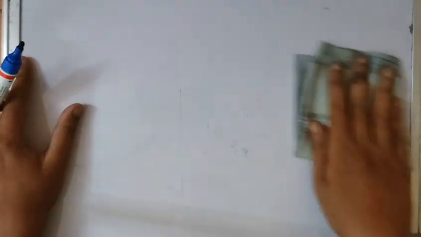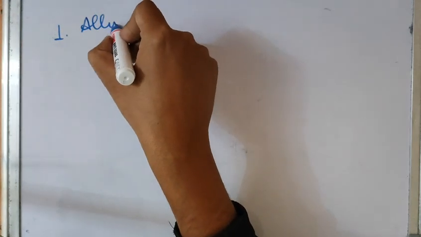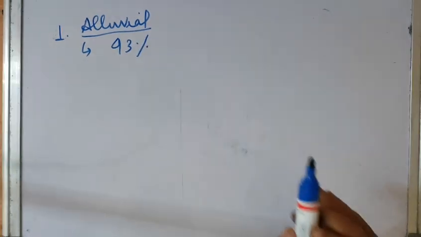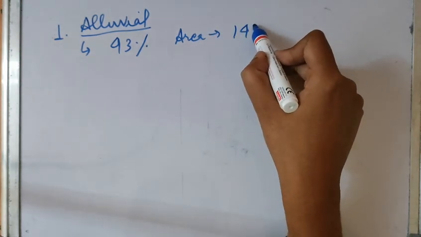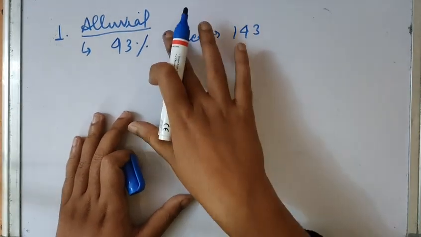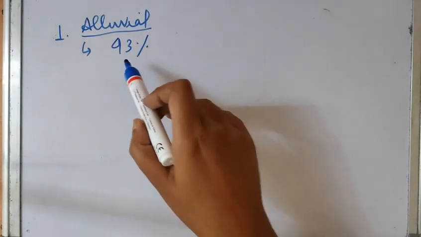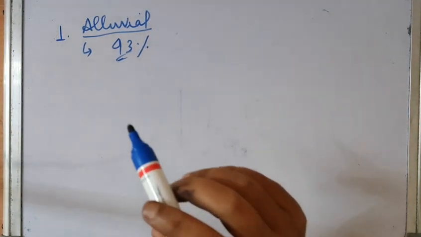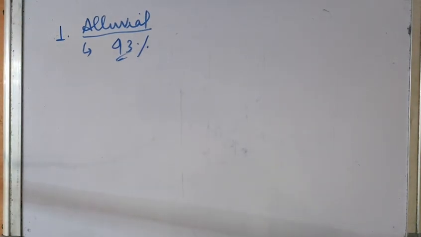First of all, we have alluvial soil. Mostly available in highest amount, that is 43% of India is covered by alluvial soil, and area wise you can see it in your book.